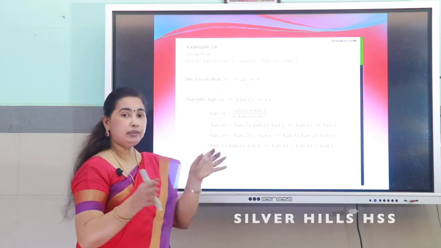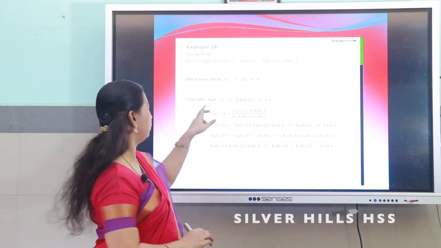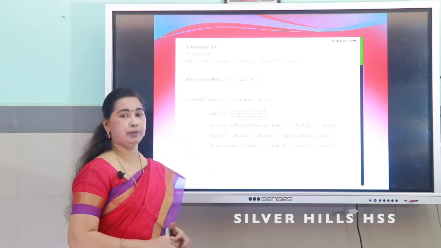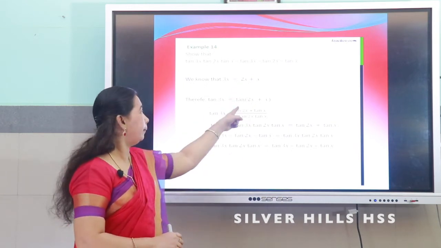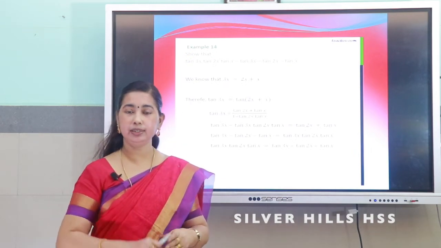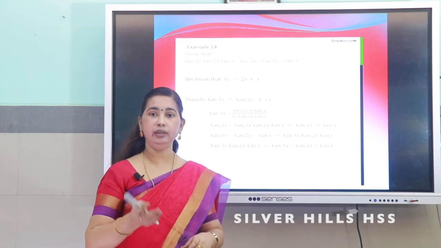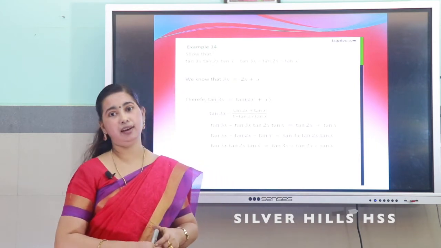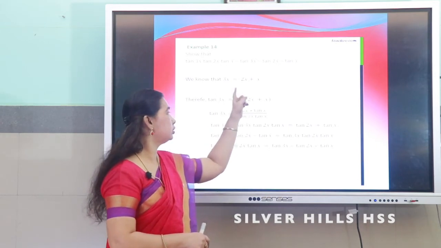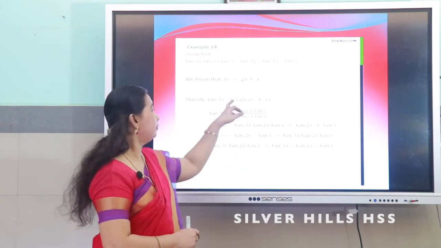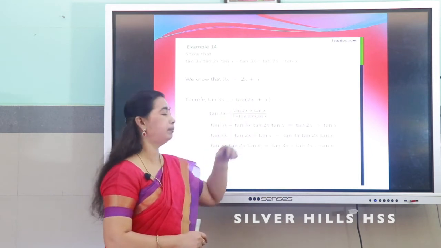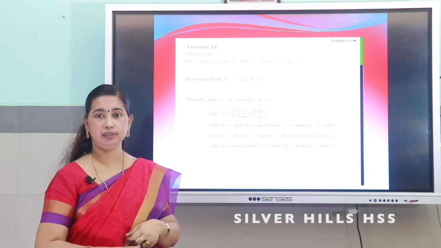And I am applying tan on both sides. So, it becomes tan 3x equal to tan of 2x plus x. Now, applying tan of x plus y. Tan of x plus y is tan x plus tan y divided by 1 minus tan x into tan y. Same way, here instead of x and y, it is 2x and x. So, we can write this as tan 2x plus tan x divided by 1 minus tan 2x into tan x.